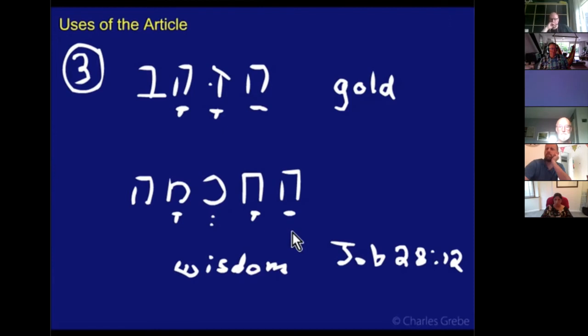The verse goes something like this: where shall wisdom be found? Where is the place of understanding? So you don't say where shall the wisdom be found, but where shall wisdom be found? Here we have an abstract noun with an article. So that can happen. Article can go with collectives or abstract nouns.